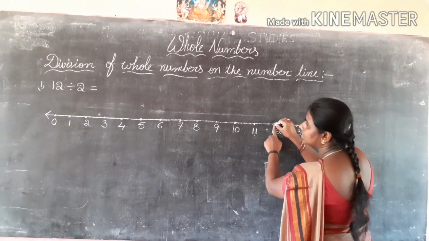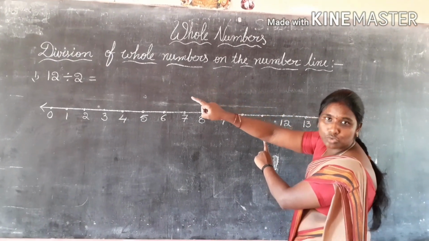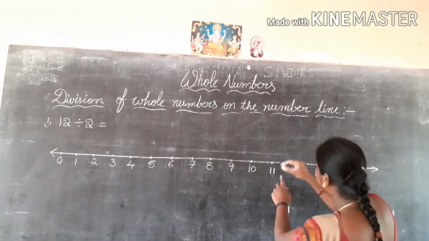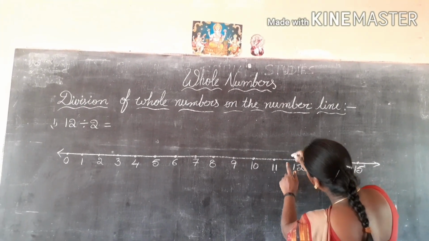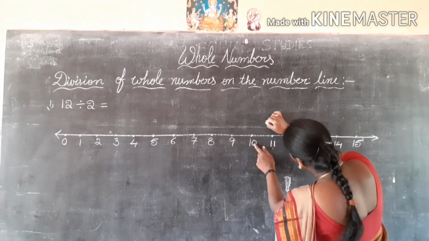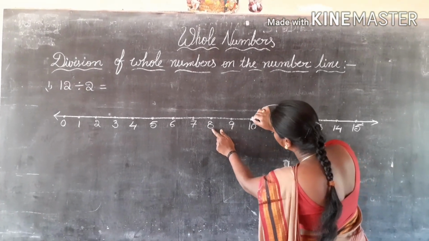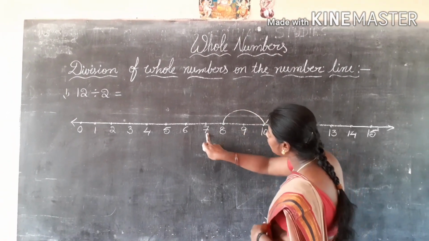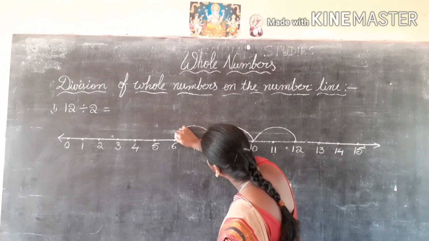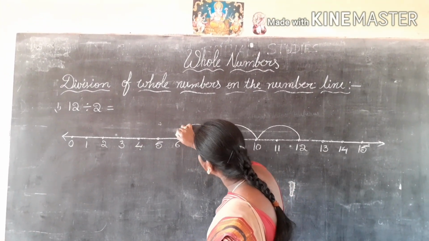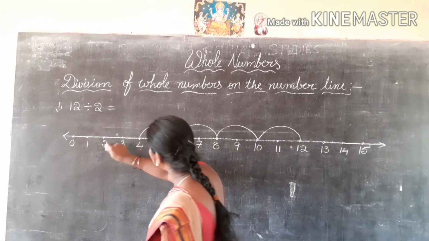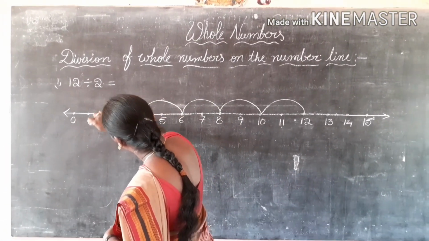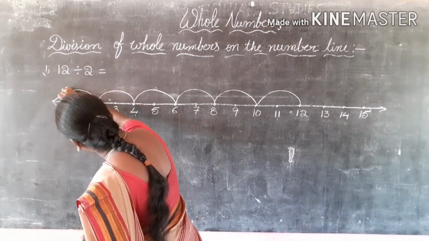From 12 we have to start. We are doing division with the 2. That's why we have to move 2 numbers at a time. 12 to back side 2 numbers means 1, 2. Again 1, 2. Again 1, 2. Again 1, 2. Again 1, 2. 1, 2. Up to 0 we have come back.